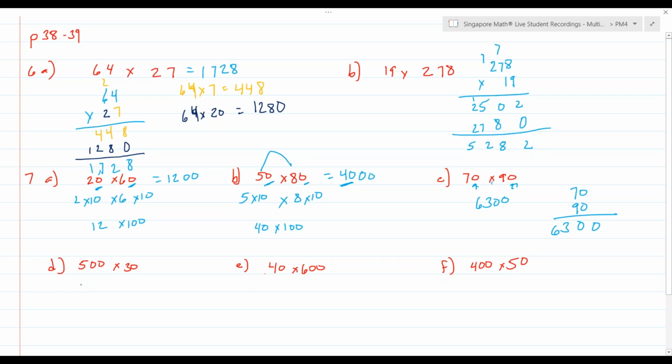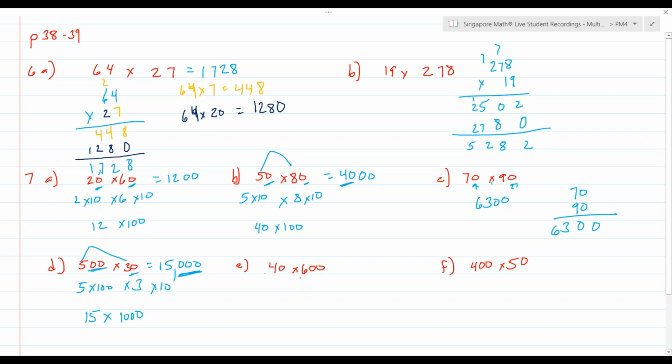500 times 3, actually it's 500 times 30. So 5 times 100 times 3 times 10, that's 15 times 100 tens, which is 1,000. It's the same thing as 10 hundredths. 15 times 1,000 is 15,000. Look what we've done. 5 times 3 is 15, and there are 3 zeros after it.